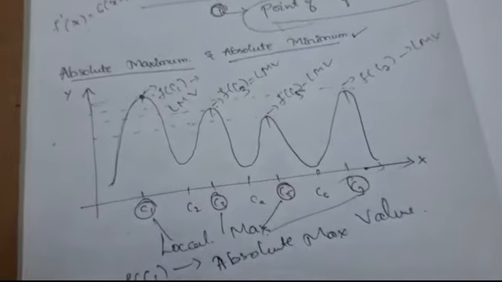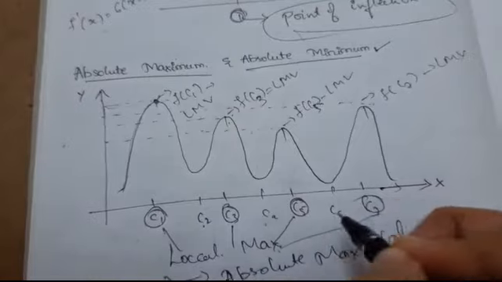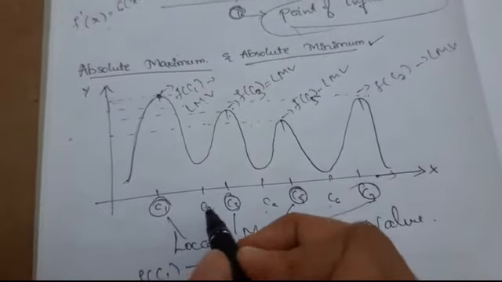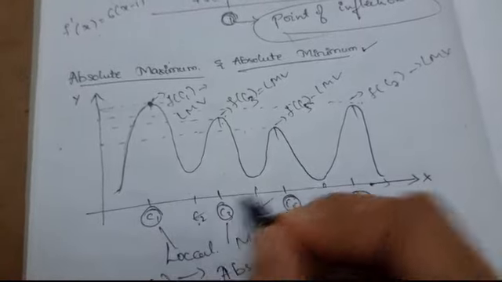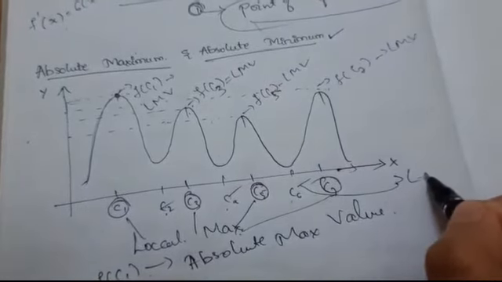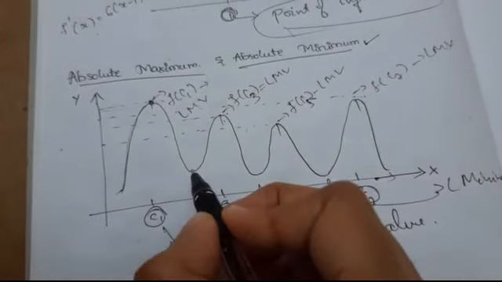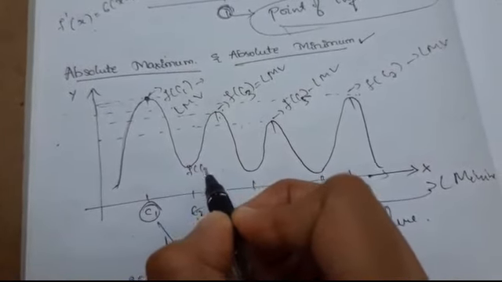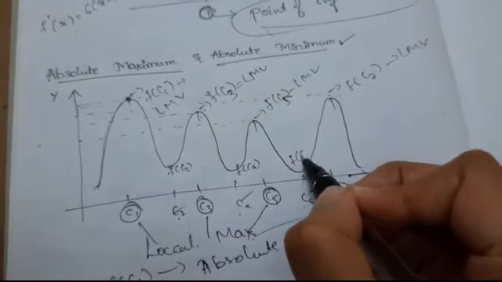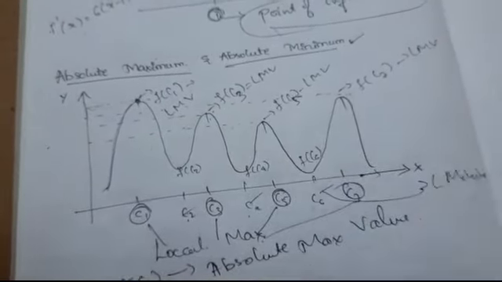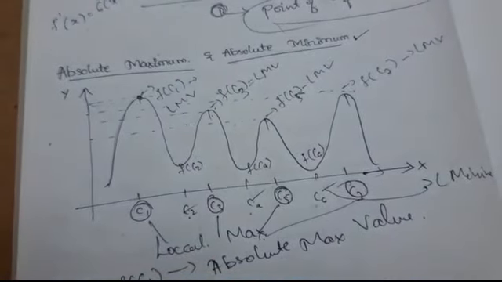Similarly for absolute minimum value also. So clearly at C2, C4, C6. So at C2, C4 and C6, all these 3 points are called as what? All these 3 points are called as local minima. So at C2, what point are we going to get? That is f of C2, f of C4, f of C6. So all these 3 points are called as what? Local minimum values.